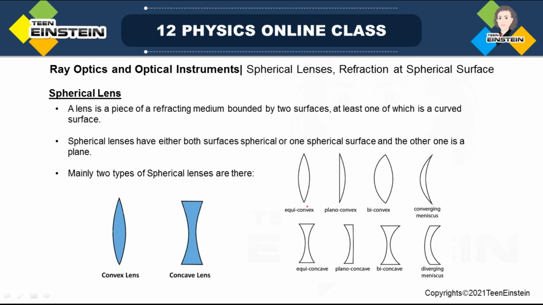Now the equiconcave lens. Similar to the equiconvex, when you have two concave surfaces having equal radius of curvature, then that particular lens is called an equiconcave lens. Then you can have, similar to plano-convex, one surface concave and another surface plane. You can have a biconcave lens, where both surfaces are concave, or you can have a diverging meniscus.